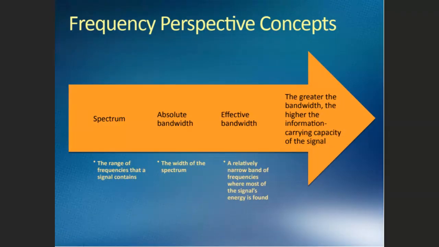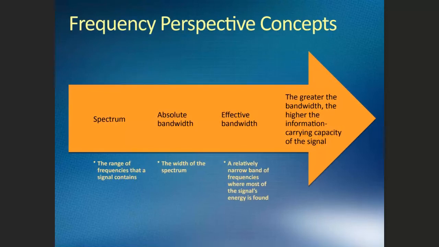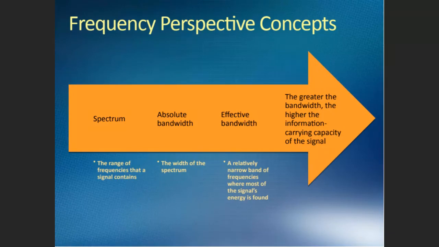Now we talk about some other terminologies. First chapter, a lot of terminologies because it's a new topic, and you are doing great. We have the spectrum. What is the spectrum? Spectrum is the range of frequencies that a signal contains. So it's everything, all the frequencies. The absolute bandwidth is the width of the spectrum. The width of this spectrum we call the absolute bandwidth, the whole bandwidth. The effective bandwidth is a relatively narrow band of frequency where most of the signal energy is found. The strongest part of the spectrum, we call it effective.